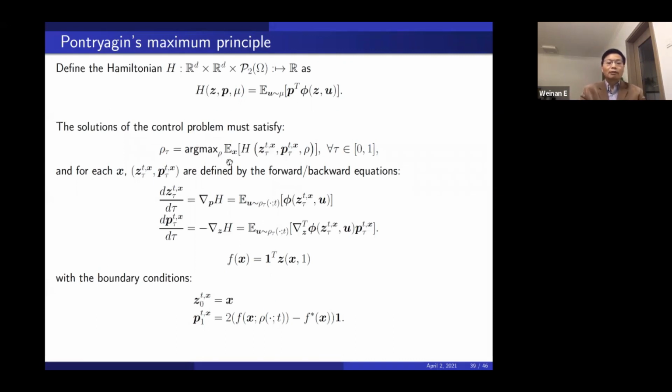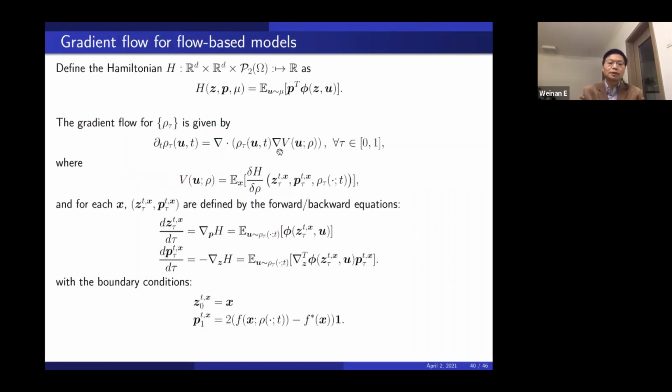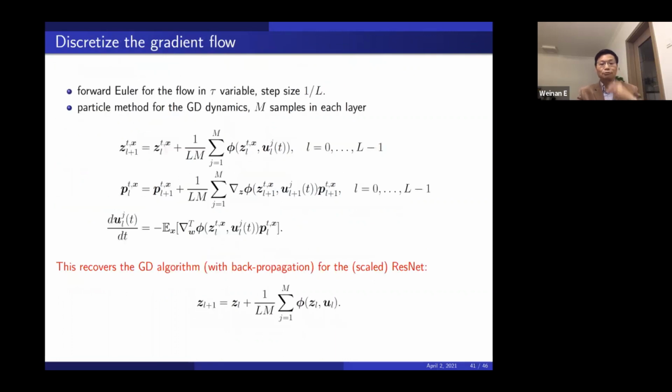You can also ask, how do we define the gradient flow? Like we did before, in order to define the gradient flow, we just have to replace this equation by the gradient flow equation. And we can also show this is some sort of Wasserstein gradient flow. So this will be the gradient flow for this flow-based model. You can see this is actually a one-parameter family of gradient flows, one for each tau. If you discretize this according to the simplest ideas, namely forward Euler and backward Euler, you actually reproduce the gradient descent algorithm for ResNets, including the forward and backward propagation. So the ResNet algorithm can be recovered through particle method discretization.